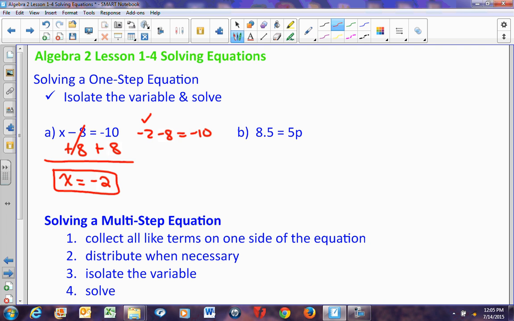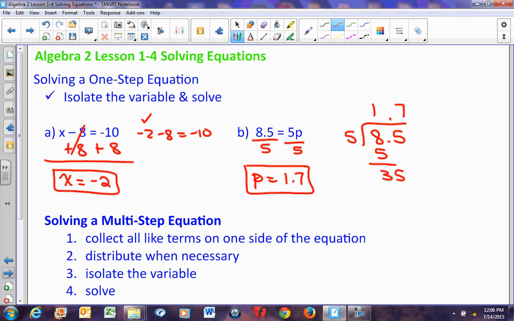Letter B, 8.5 equals 5p. To get p by itself, they multiplied p by 5, so we will divide by 5. If you take 8.5 divided by 5, and I'm actually going to do that over here just to prove you don't need to use a calculator all the time, p equals 1.7. Okay, simply done, fast and effective.